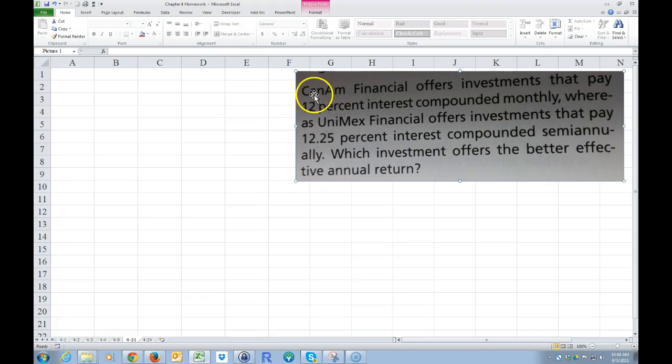So what are we given? It says Can-Am Financial offers investments that pay 12% compounded monthly, whereas Unimex Financial offers investments that pay 12.25% compounded semi-annually. Which investment offers a better effective annual return? Okay, so let's put this in here for what we're given.